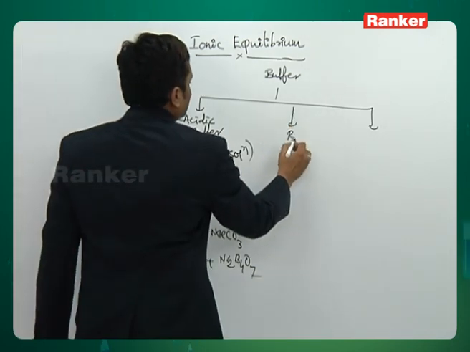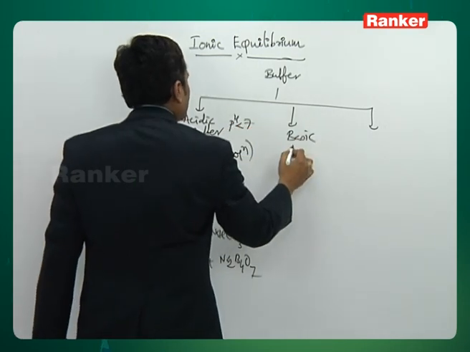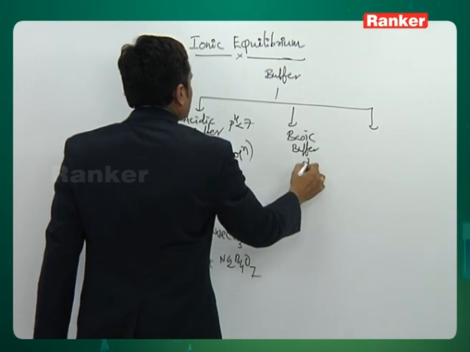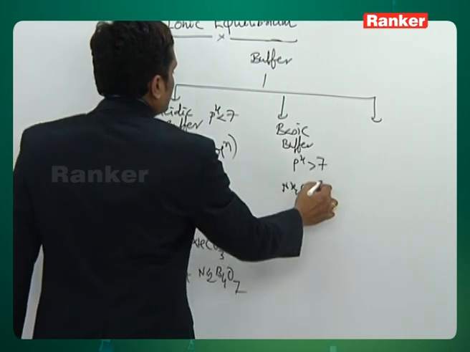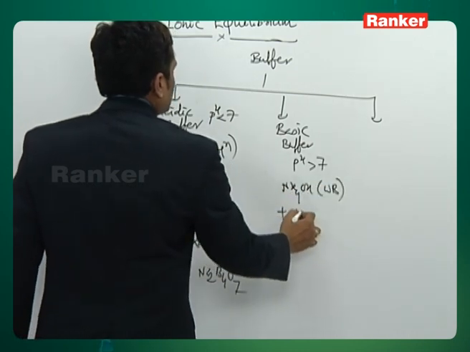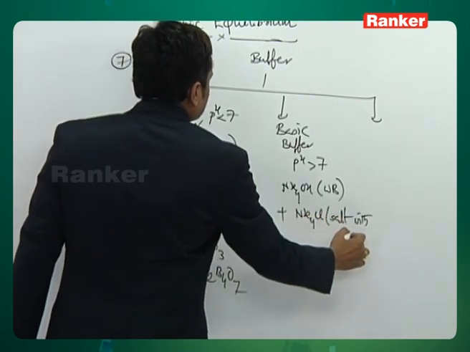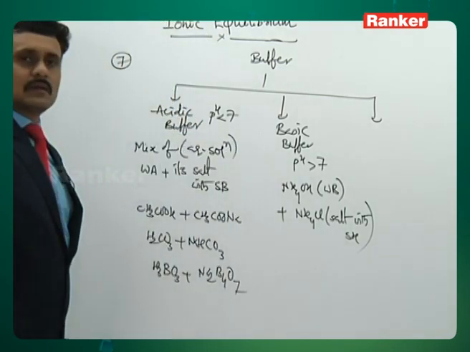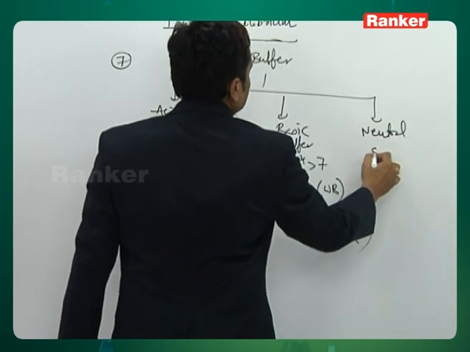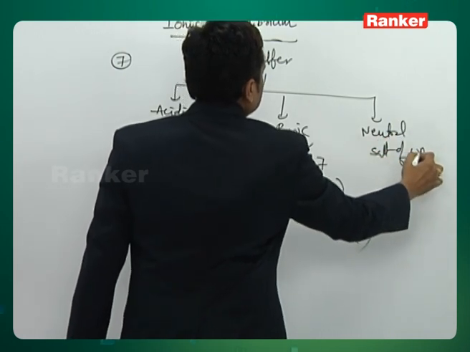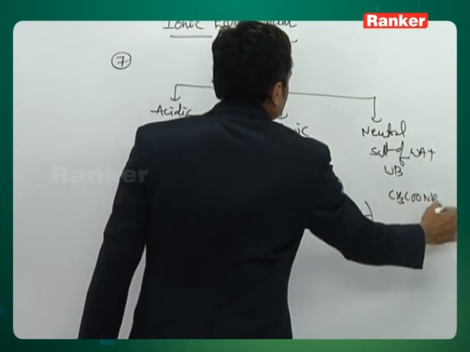Then we also have the basic buffer. So we know that the pH value is going to be less than 7 for the acidic buffer. If the buffer is basic, the pH is going to be greater than 7. So we have a weak base and its salt with a strong acid, and the combination is going to act as a basic buffer. The third one is the neutral buffer, which is nothing but the salt of a weak acid and a weak base. Like acetic acid is a weak acid and ammonium hydroxide is a weak base.